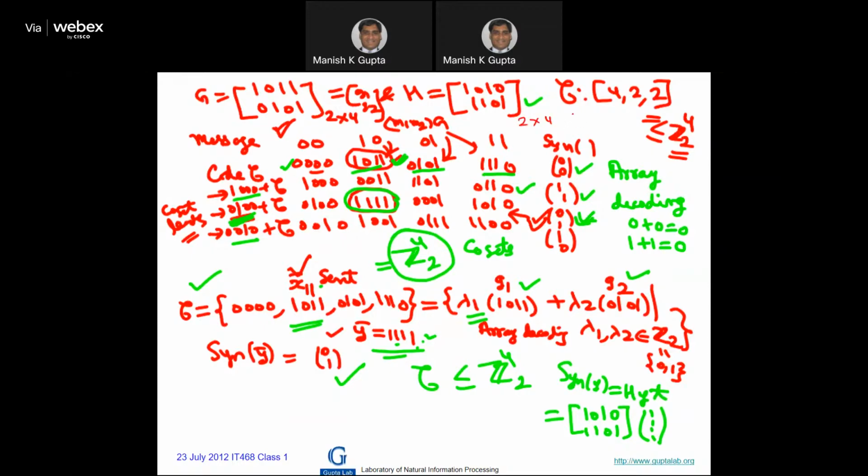2 by 4. So this is in general (n minus k) cross n. If n minus k is 2 and n is 4, so what is k? 2, right? So basically, remember I gave you the definition that C is nothing but all x in F2 raised to power n such that Hx transpose is equal to 0. Let us see if this is the case here.